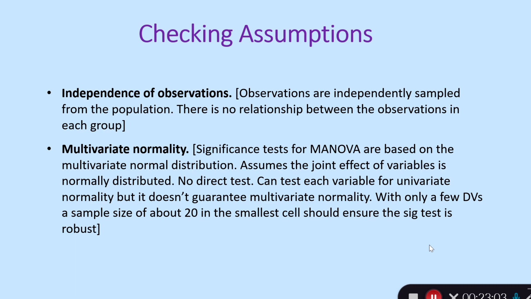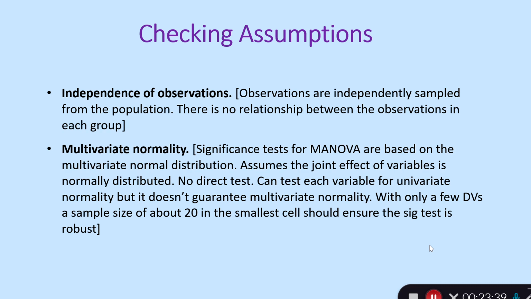Okay, so it's similar to the assumption that in order for us to run our ANOVA test, the data needs to be normally distributed. Multivariate normality is much more complex than that. It means that we need multivariate normal distribution on all combinations of our variables. And there's no direct test for multivariate normality.